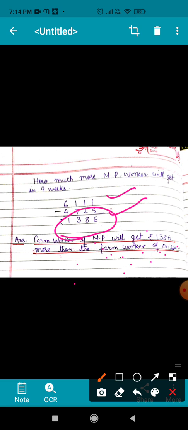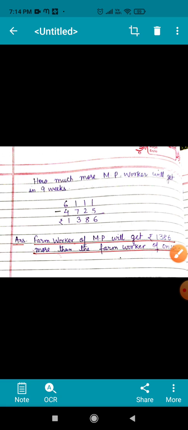Children, hope you all have understood how you can recognize which operation we have to apply in the given sums. Okay, so children, please do all the word problems step by step. And finally, you have to write the answer. So do all these sums. In the next class, I will explain about division word problems.